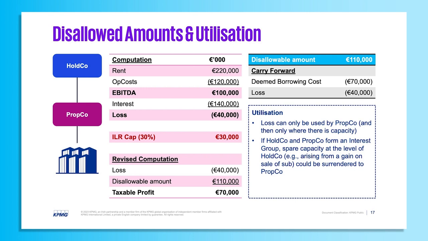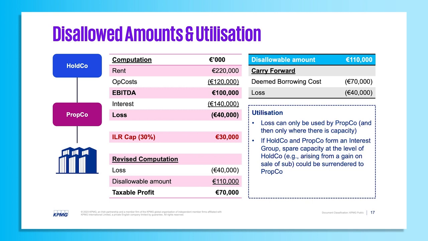So this next example illustrates a situation where a Case 5 rental company has an ILR restriction and how this can be utilised in a single company context and how relief may be available in an interest group context. Here, PropCo is a Case 5 rental company which owns an investment property. HoldCo is the parent company of PropCo. As you can see from the computation on the slide, PropCo has an EBITDA of 100, so our ILR cap at 30% is 30. As the interest expense arising for the year is 140, there is a disallowable amount of 110.